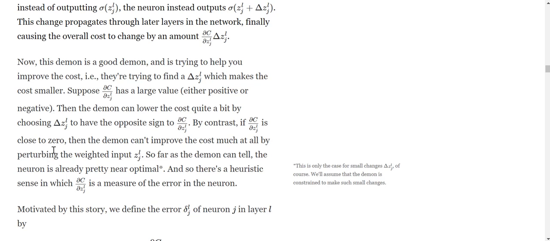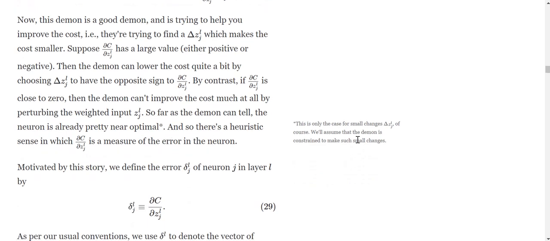And if the error is highly positive, then it will add a negative value. If the error is highly negative, then it will add a positive value. But the problem comes in when this error is already quite small. So the daemon might end up adding something and it might make the error even worse. Like if the error is negative 0.001 and the daemon adds a 2 to fix the error, then it is more erroneous than it was before. So for the daemon, when the cost is nearby 0, then the daemon already thinks that it is pretty much optimal. And this is only the case for small changes to delta ZJL, of course. We'll assume that a daemon is constrained to make such small changes.